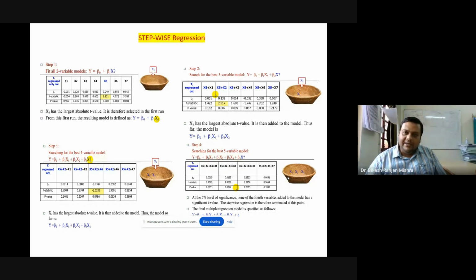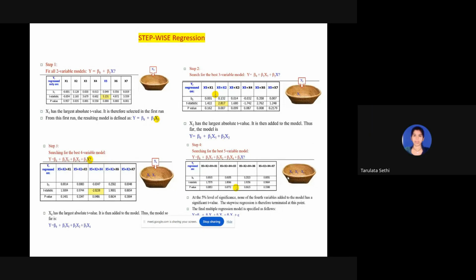Is this analysis okay? Have you understood this? Yes, sir, yes, sir. I understand.